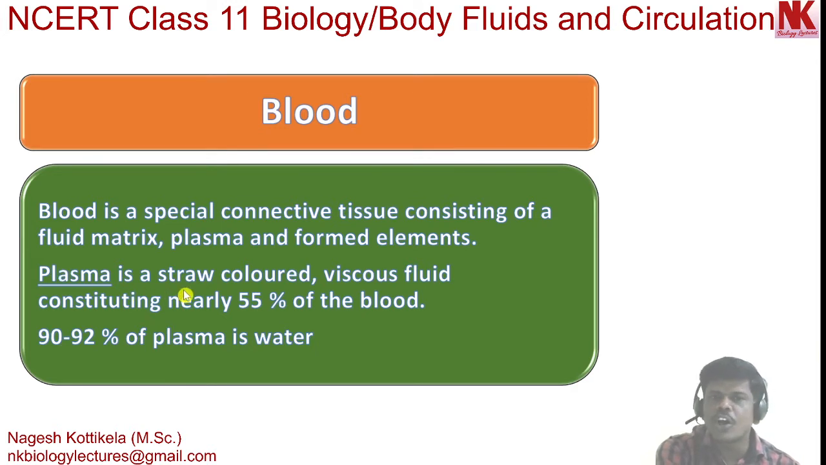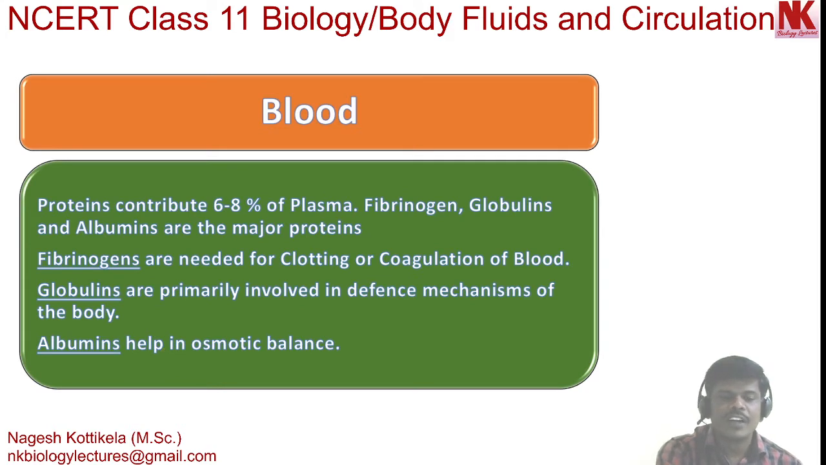Plasma is a straw-colored viscous fluid constituting nearly 55% of the blood. And in plasma, 90 to 92% is water. Apart from this, proteins contribute 6 to 8% of plasma. Important: proteins contribute 6 to 8% of the plasma.